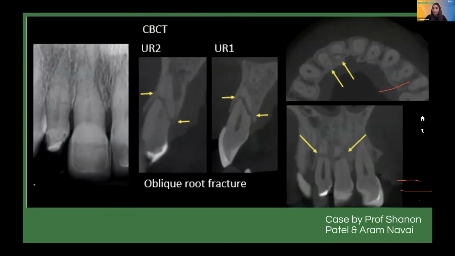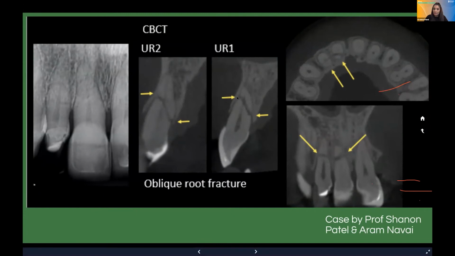But if we take a cone beam CT, we could very easily have missed the fracture on the upper right 1. And we can see that the fractures are actually really quite severe. They start fairly high up on the root surface in the mid-root, but they are oblique fractures and they end very close to the palatal tissue here. So does that change our treatment plan?